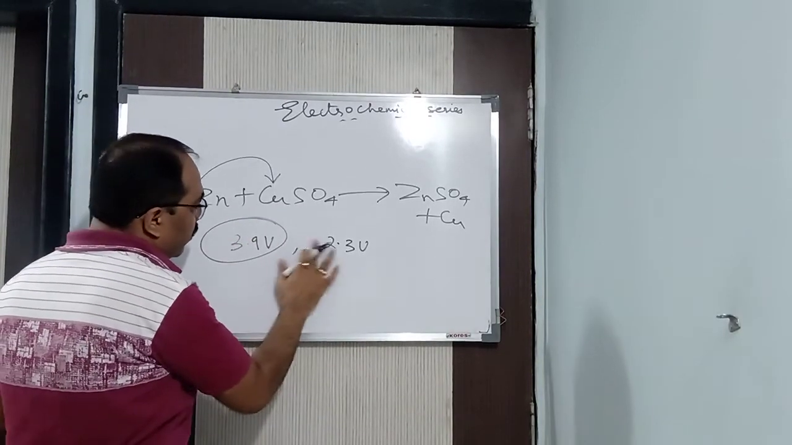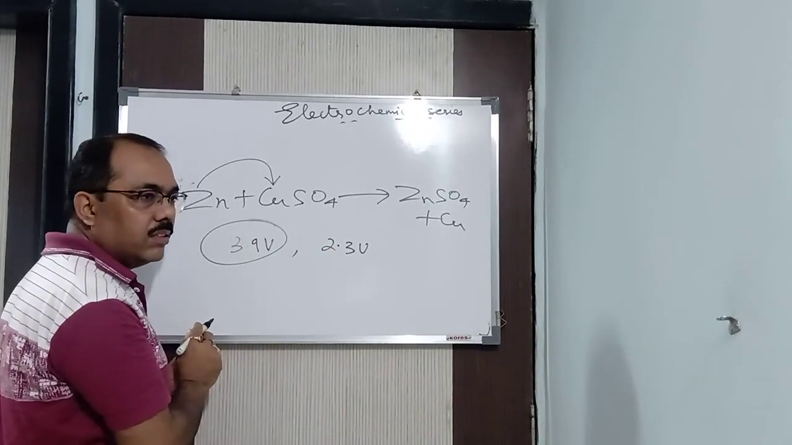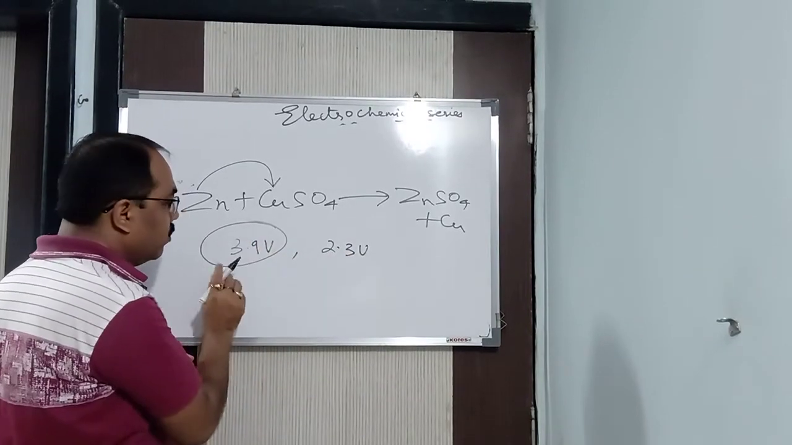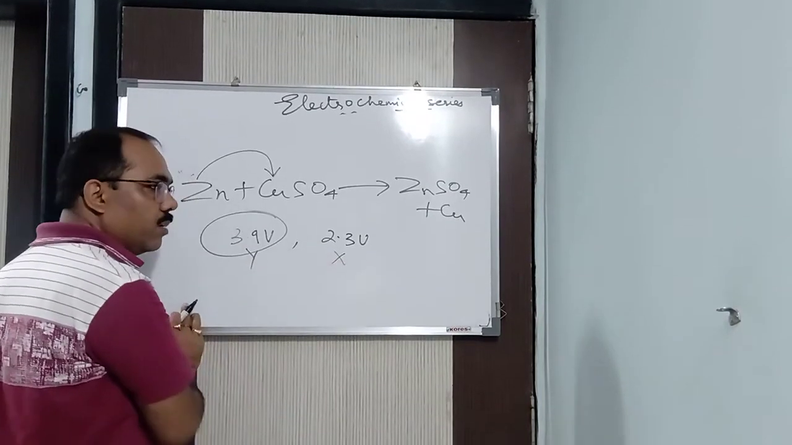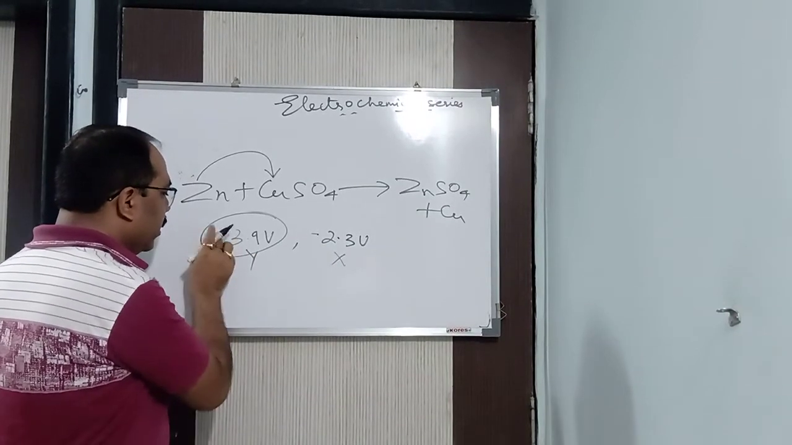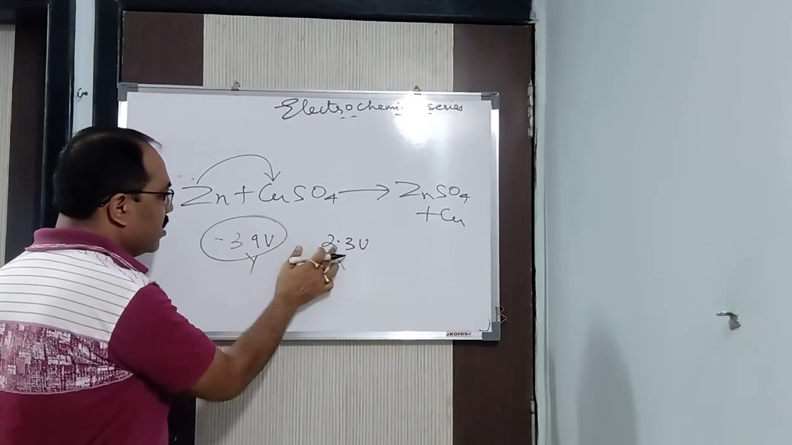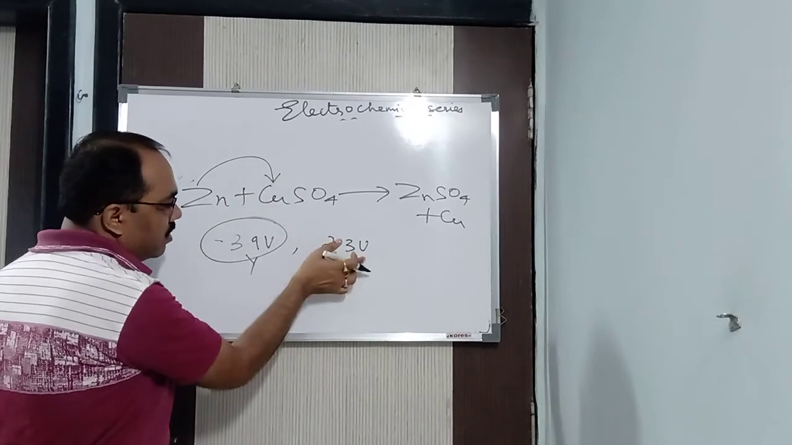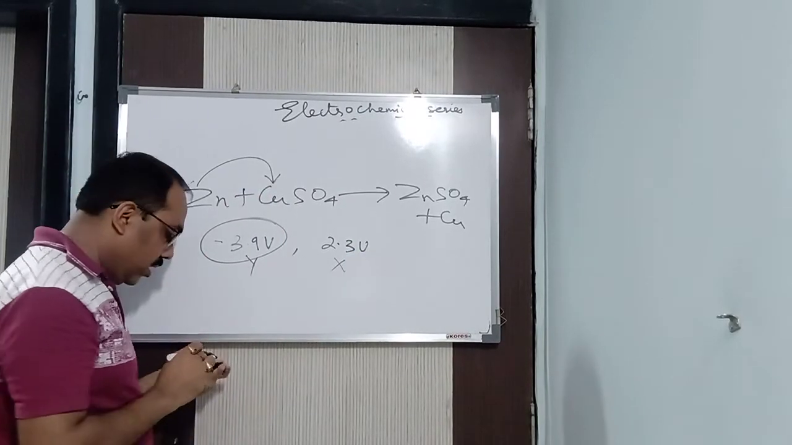Or if both the values are negative, or if both the values are positive, then who will displace whom? Suppose this is X and this is Y, then X will displace Y if both are positive. But if both are negative, then Y is going to displace X. Suppose this is negative and this is positive, then definitely this is anode and this is cathode, so Y is going to displace X. I hope this particular thing is clear.